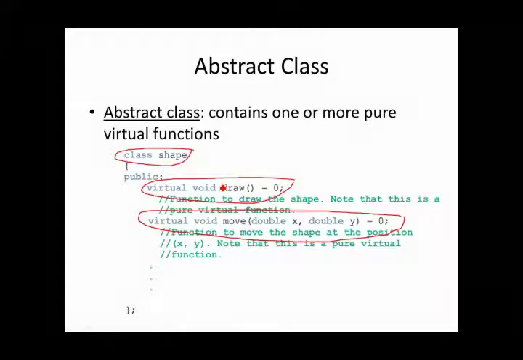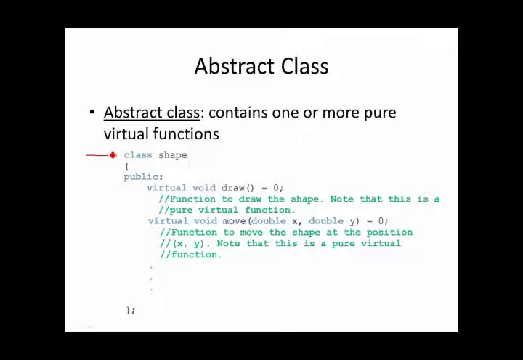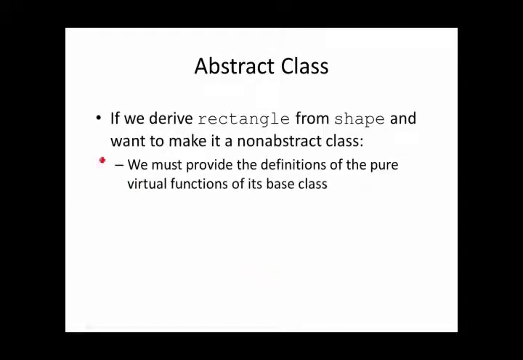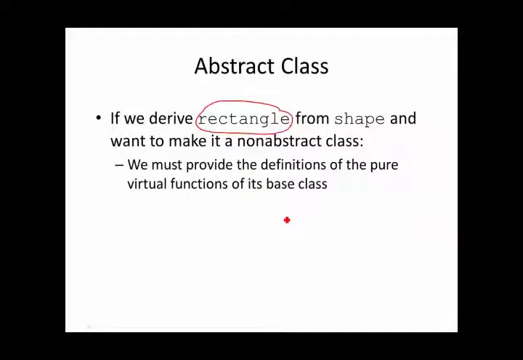So that's what a virtual or pure virtual function is used for, and that's why we have abstract classes, usually used as interfaces. So we just set up an interface for future classes to pick up where we left off, if you will. Okay, so let's take a look at how this looks. If you derive a rectangle class from the shape class and want to make it non-abstract, then the rectangle class will have to deal with those two pure virtual functions and define them itself.